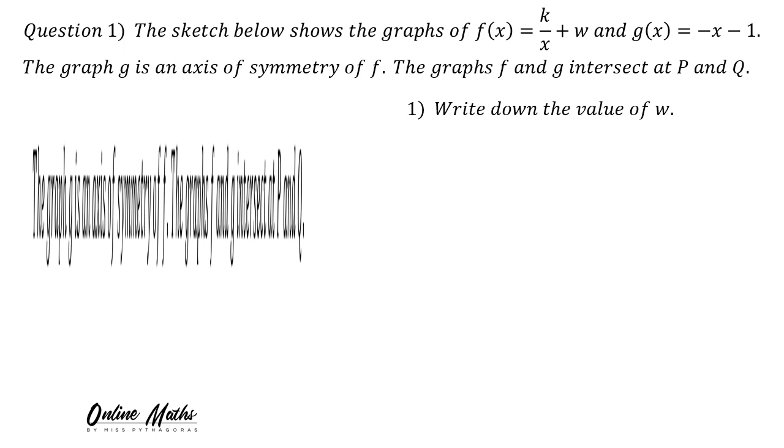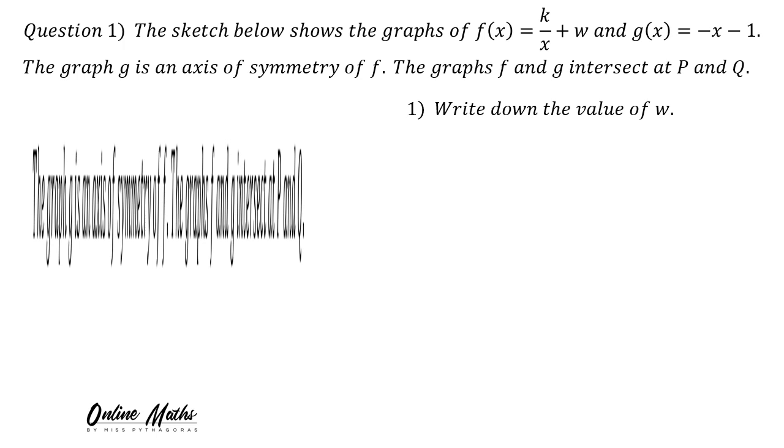Question 1. The sketch below shows the graphs of f of x equals k over x plus w, that's the hyperbola, and g of x equals minus x minus 1, that's the straight line. The graph g is an axis of symmetry of f. That's a very important statement. The graphs f and g intersect at P and Q.